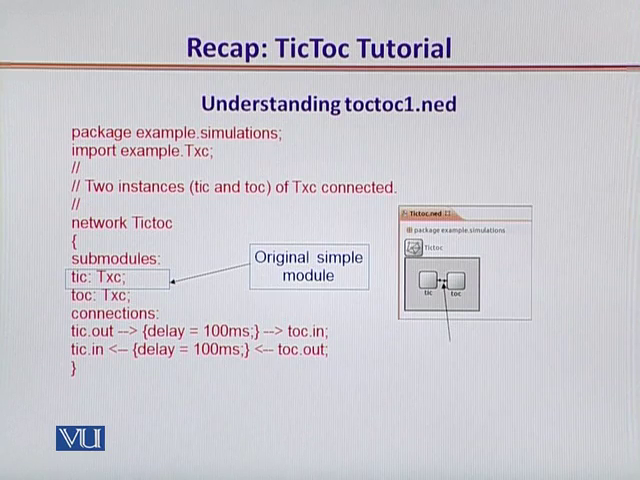The connection between these two is established such that the out of Tic is connected to the in of Toc and vice versa. There is no transmission delay, which is dependent upon the size of the message and the data rate given in the network. Here, for the sake of interest and to build users' excitement, a propagation delay of 100 milliseconds is included for this particular connection between these two gates.